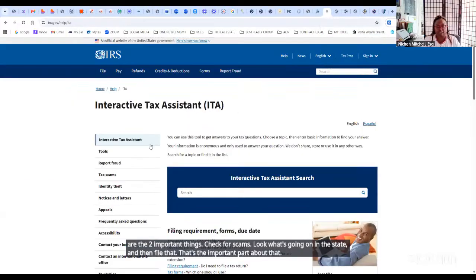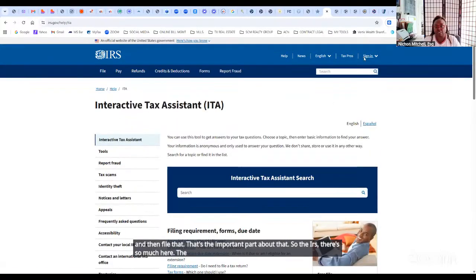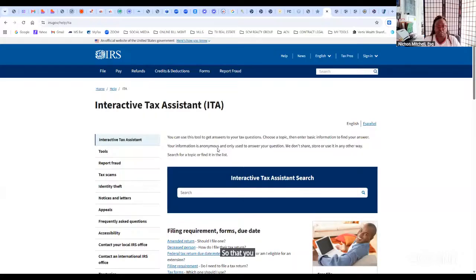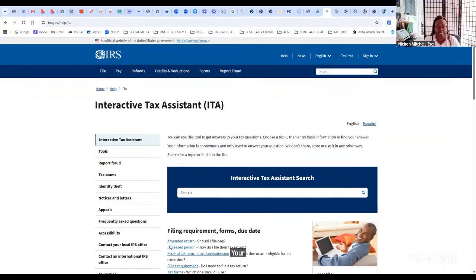So the IRS, there's so much here. The first thing y'all should do is set up an account with the IRS so that you can get on and check your own tax account information. You can get your own tax transcripts. You can manage your tax account just like you manage your banking, just like you manage your light bill or anything else. You should get an IRS account so you can manage your tax account online.